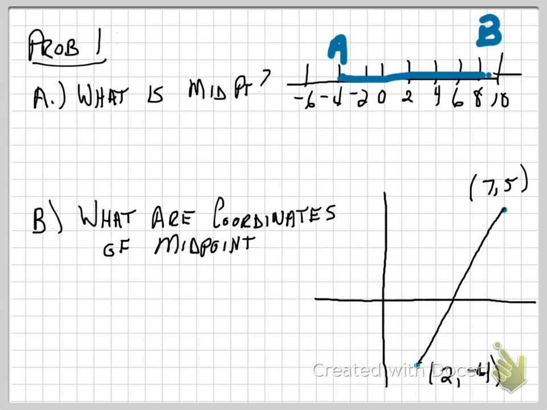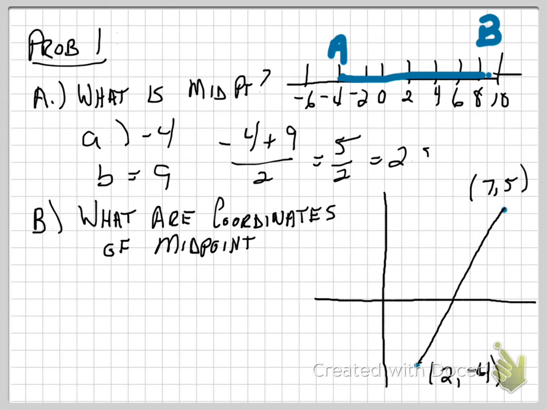Problem 1a, what is the midpoint of the line here? They put the line on a number line, which is a little bit easier to do. If A here is -4 and B is 9, what you're going to do is find the midpoint of -4 and 9. Same concept: add the two up, divide by 2. So -4 plus 9 is 5, divided by 2, which gives you 2.5. There's your midpoint of that line.